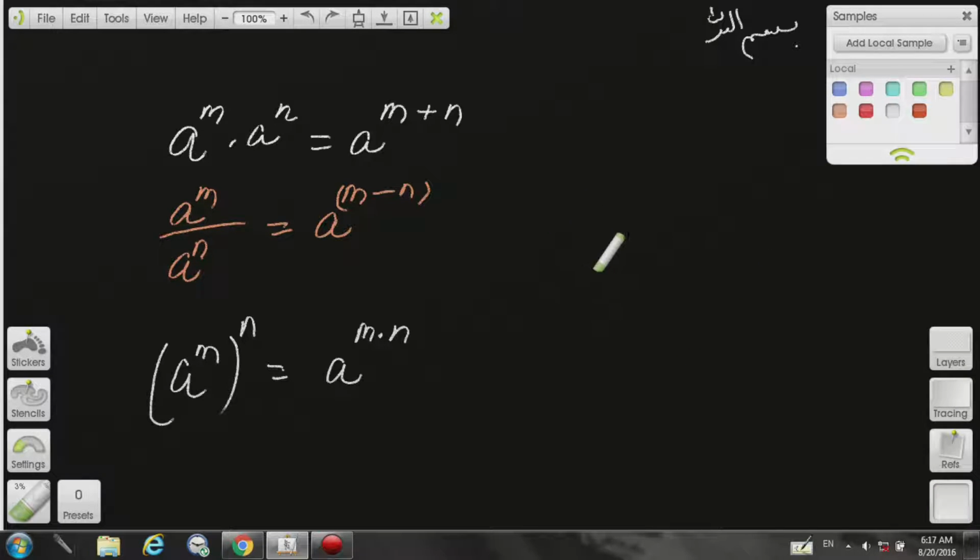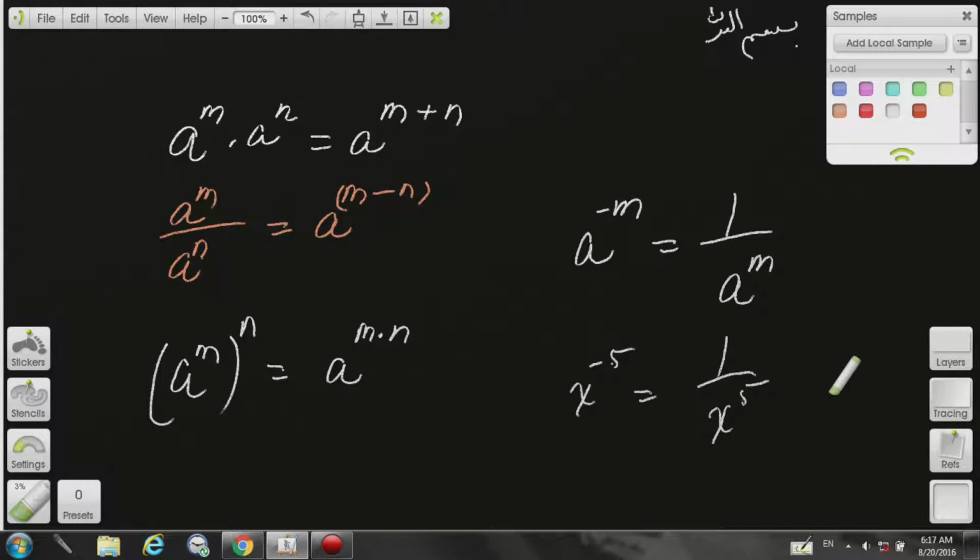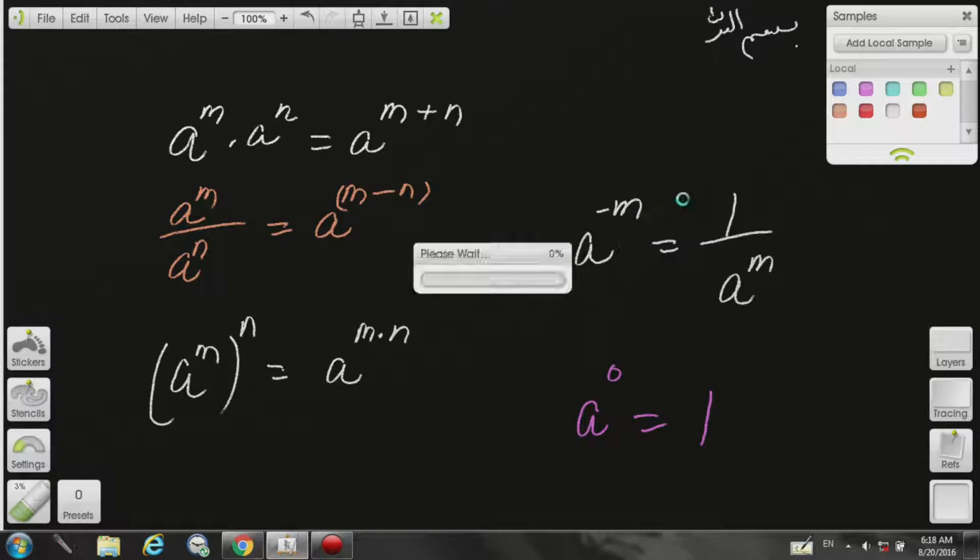And then we had a to the minus m is 1 over a to the m. So x to the negative fifth would be 1 over x to the fifth. And finally, a to the 0 is 1. Anything to the power of 0 is 1. So these are some exponent rules that we have already previously learned.